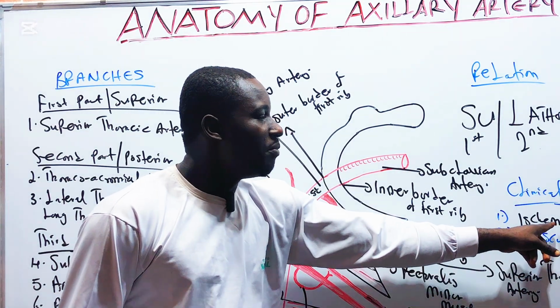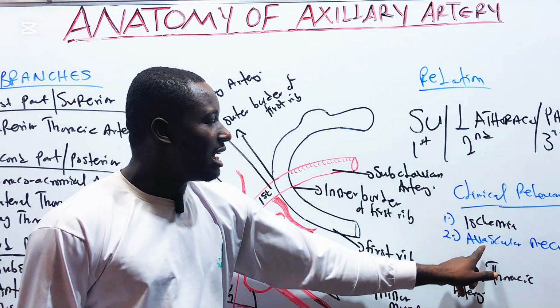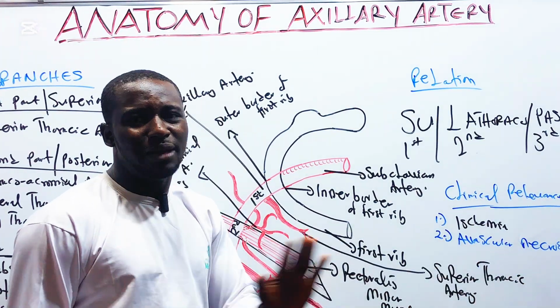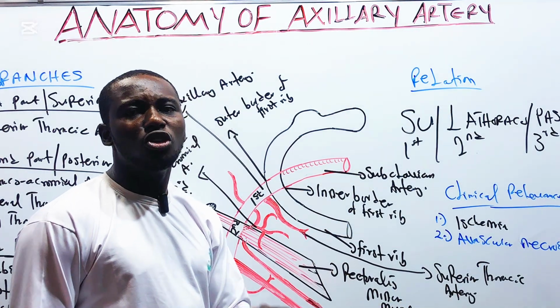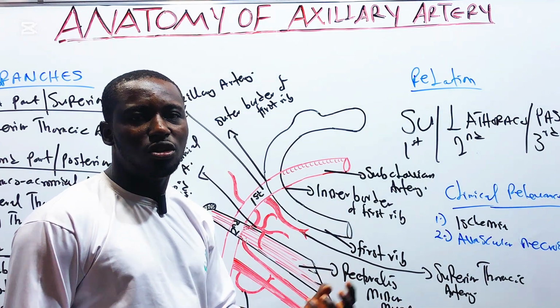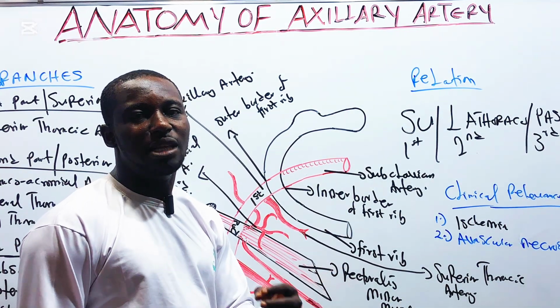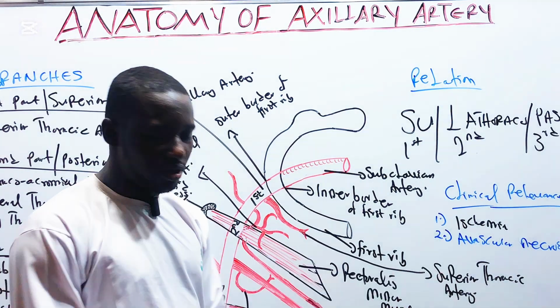In ischemia, there is small blood supply, but in avascular necrosis, there is no blood supply entirely. Necrosis simply means death of tissue. So no blood supply results in what? Death of tissues in the upper limb structures. So it is called avascular necrosis.